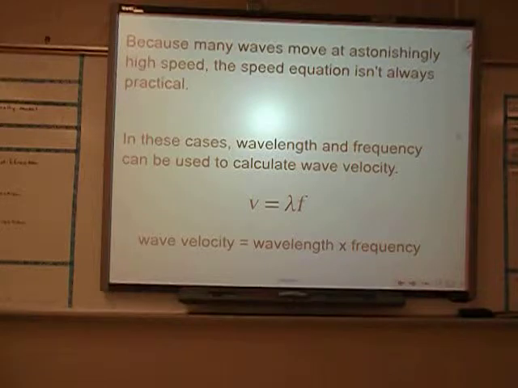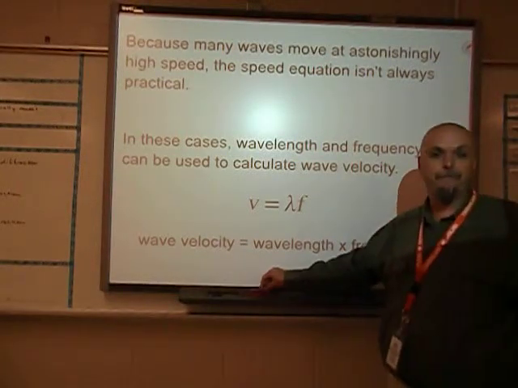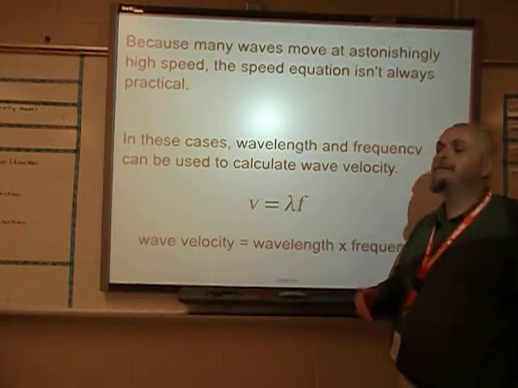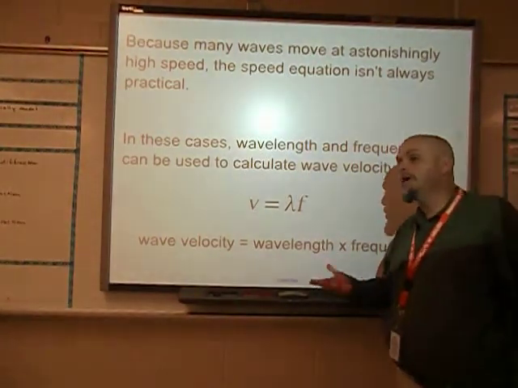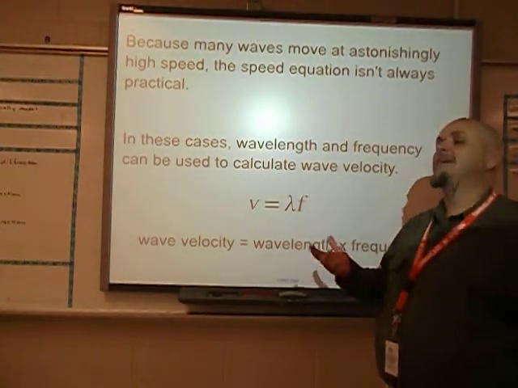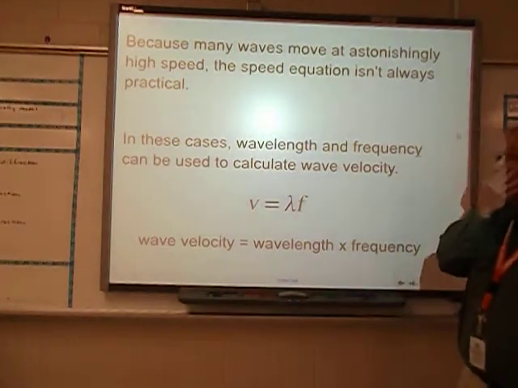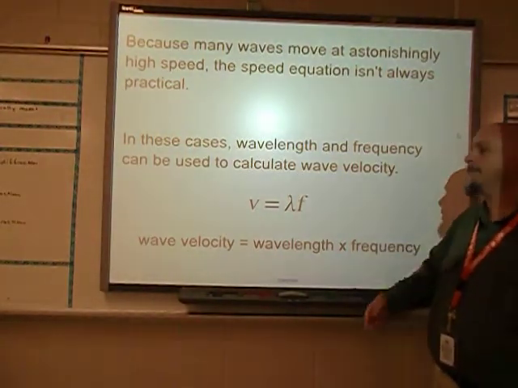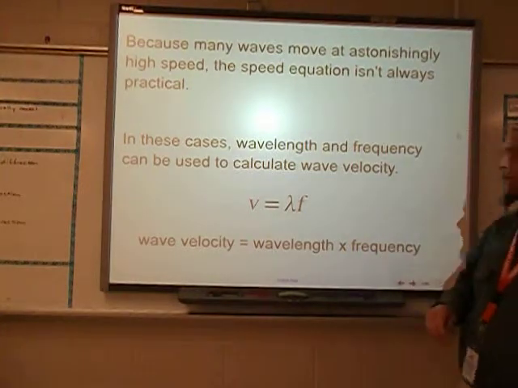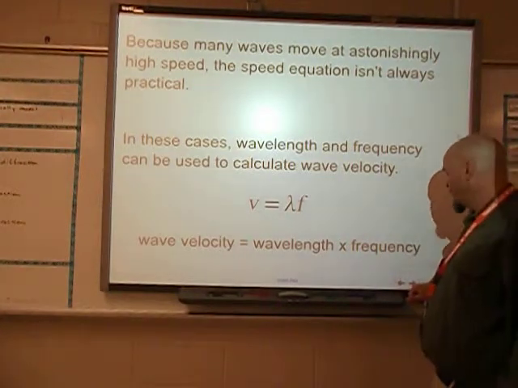Wavelength is abbreviated with the Greek letter lambda. W's have been used up. Lowercase w is weight. Capital W is work. If it's a unit, it's watts. So instead of using W for wavelength, they use the Greek letter lambda. So it's just wavelength times frequency.